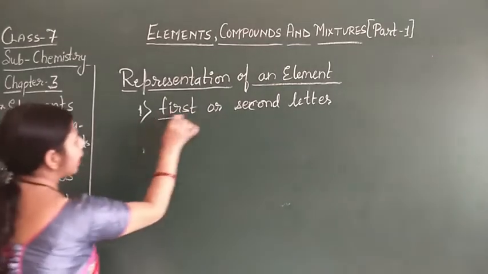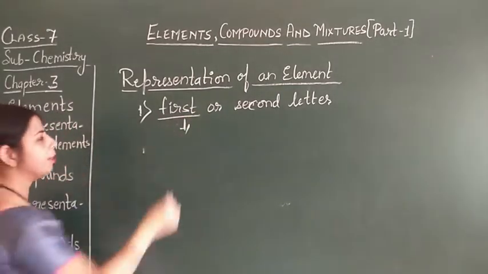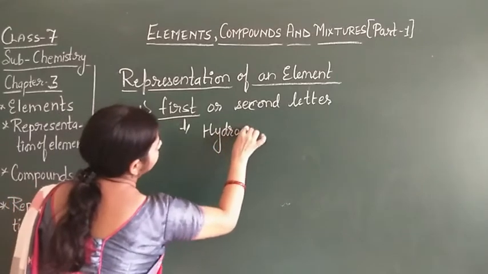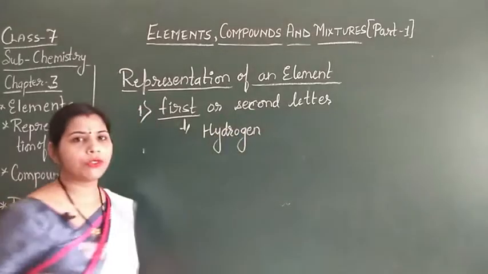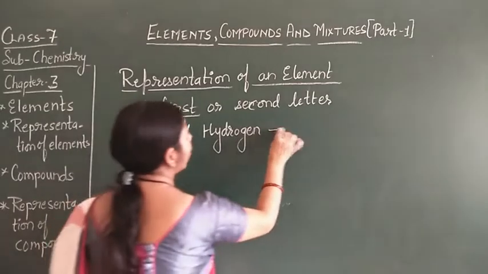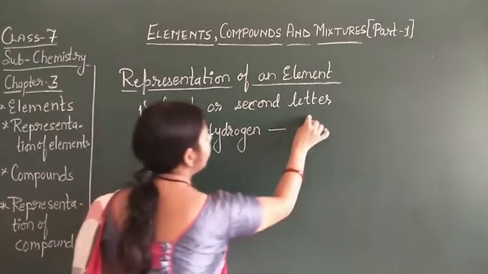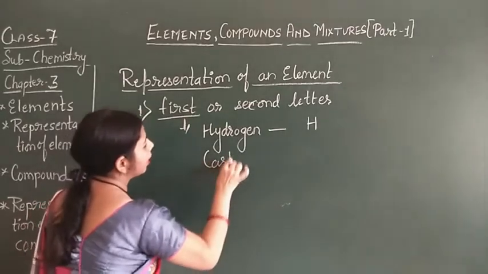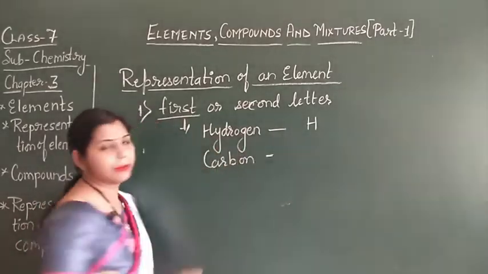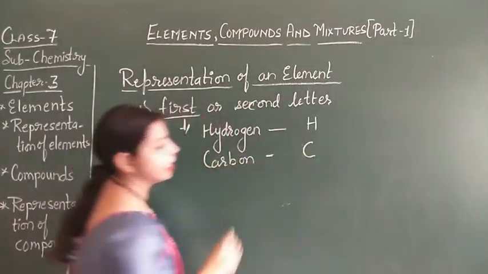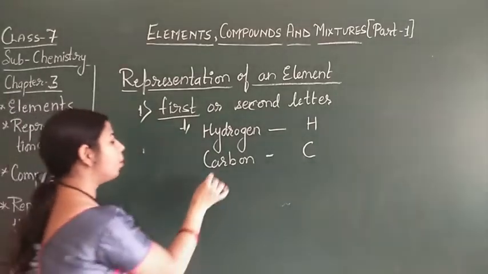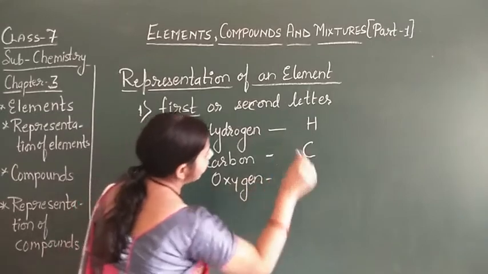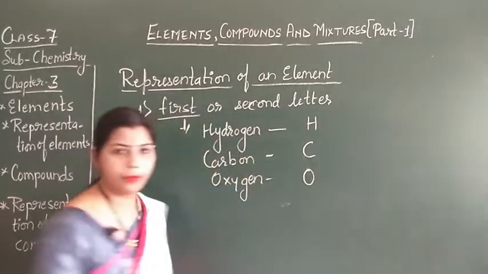For the first letter, I am giving you an example over here. Suppose the element is hydrogen. It is taken from the English word hydrogen, and for hydrogen the symbol is H. If we are asking about carbon, for carbon the symbol is C. If we are discussing oxygen, for oxygen the symbol is O.